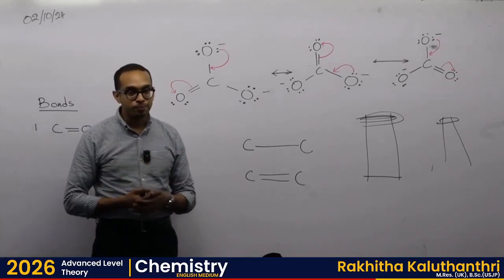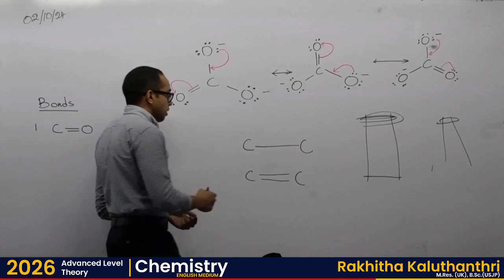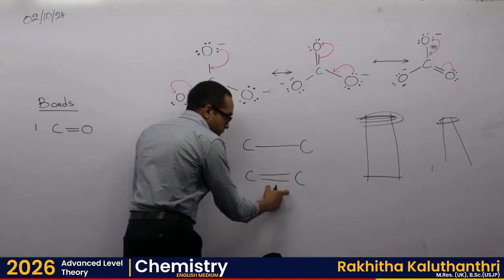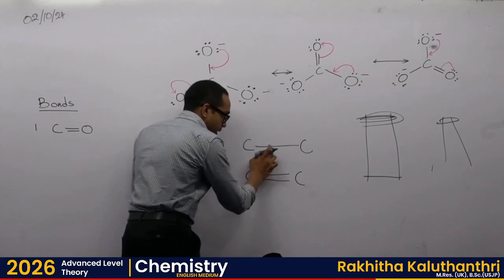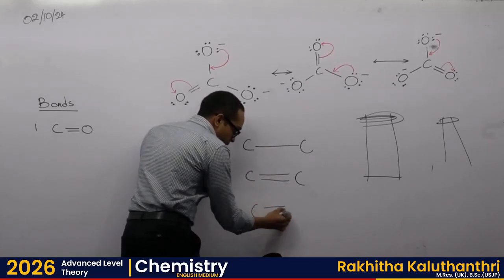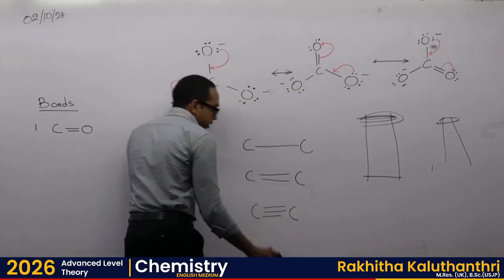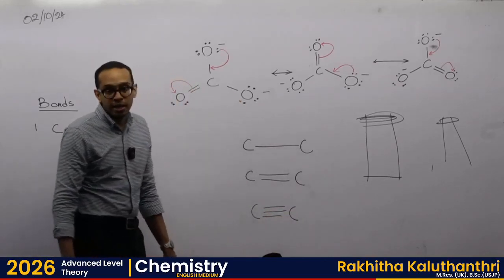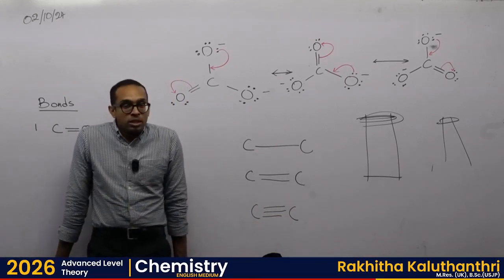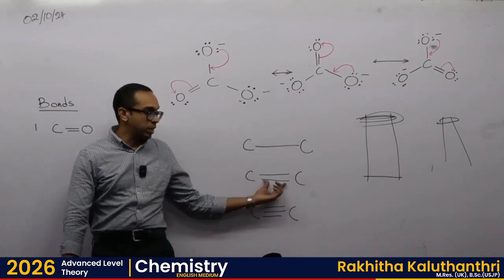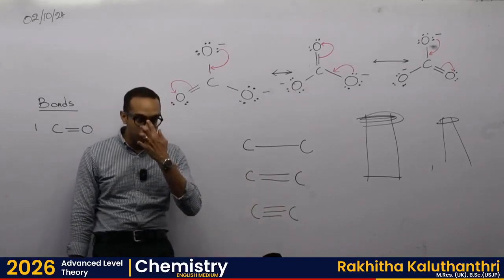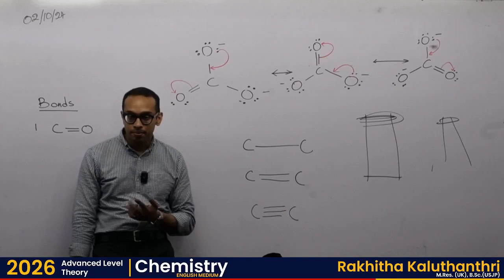Is that understood? So carbon-carbon single bonds are longer than double bonds, and carbon-carbon triple bonds are shorter still. Although I take carbon, this is true for any bonding. So single bonds are longest, then double bonds are shorter than single bonds, and triple bonds are even shorter than double bonds. Is that clear?